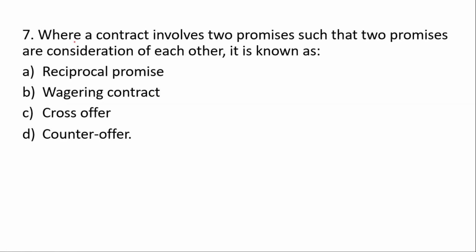Seventh question is, where a contract involves two promises such that the two promises are considerations of each other, it is known as reciprocal promise. Reciprocal promises have concurrent conditions and performance by two parties requiring simultaneous performance.